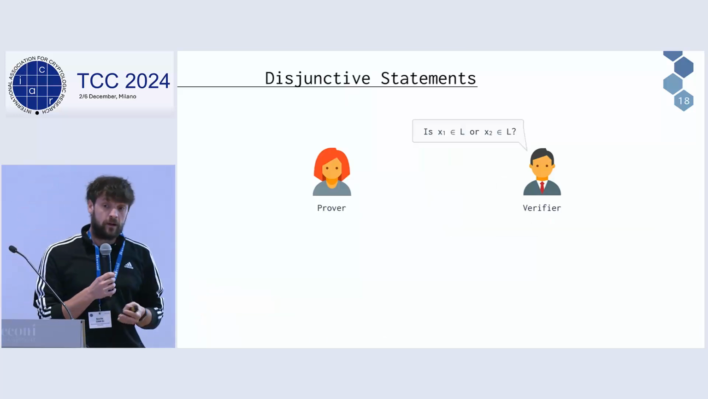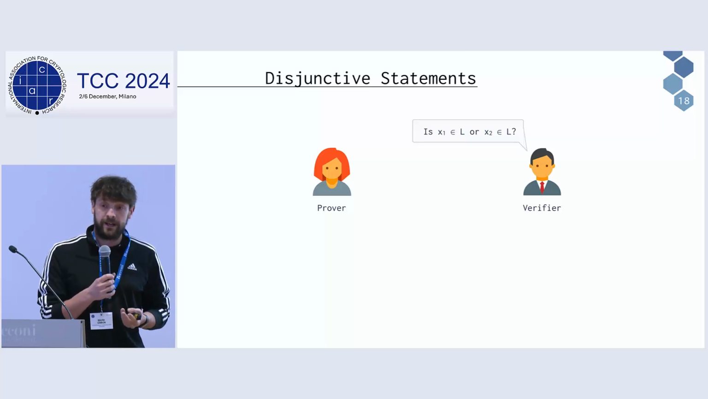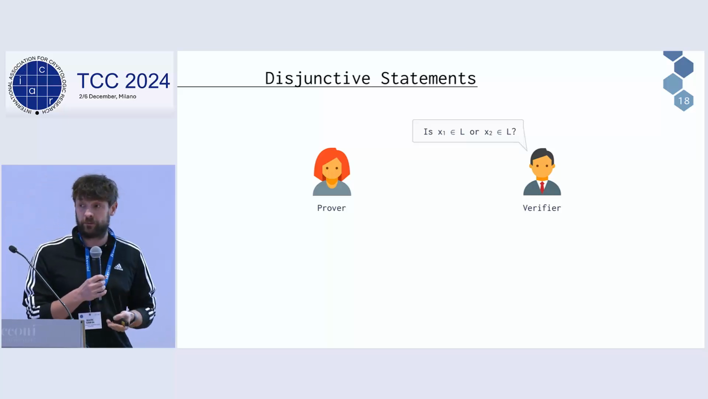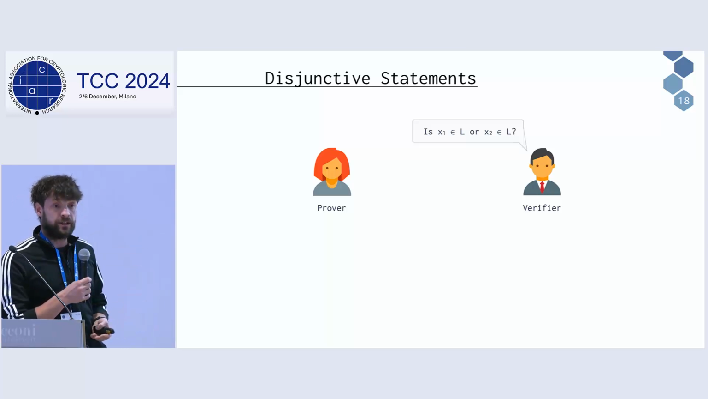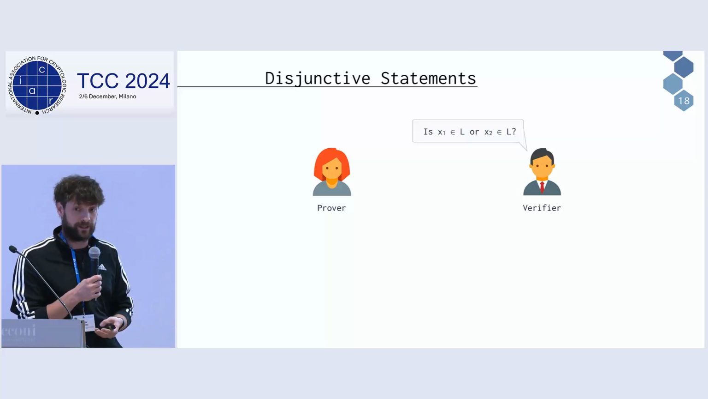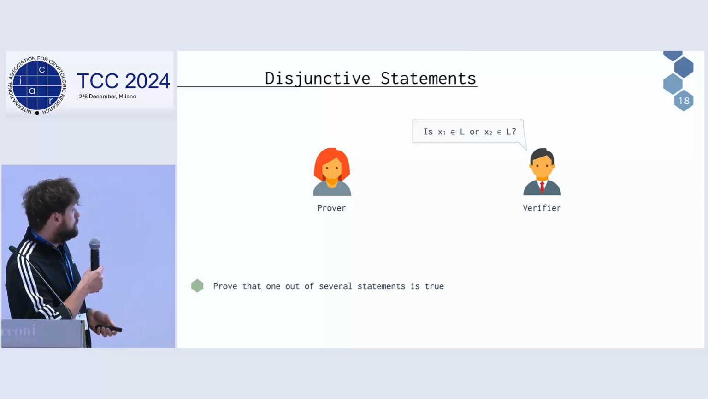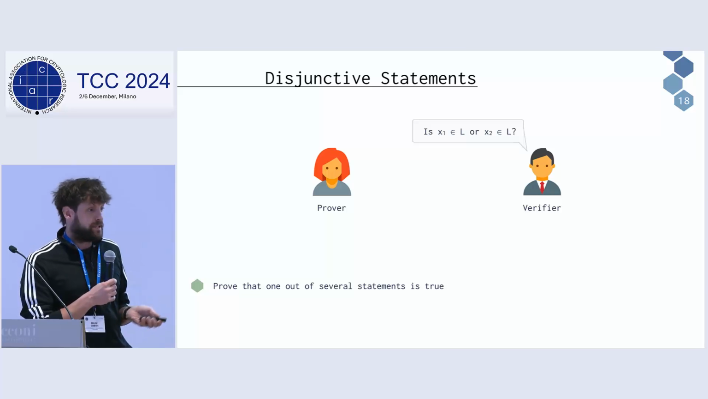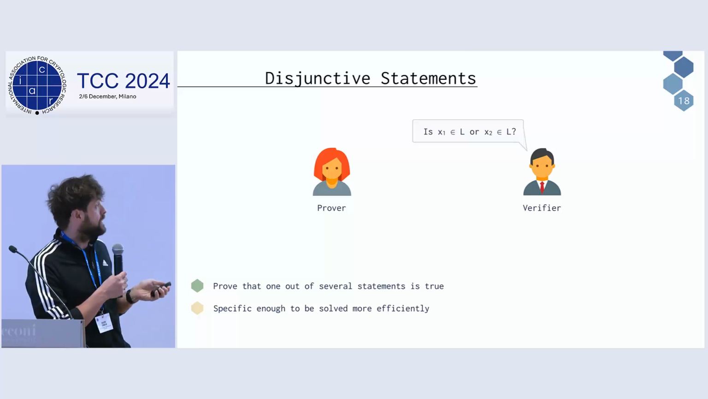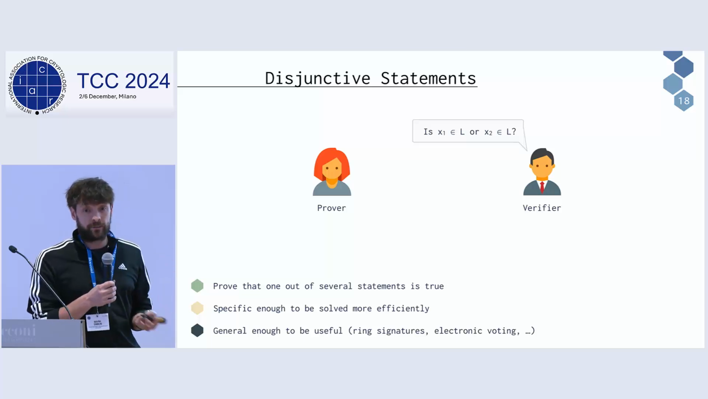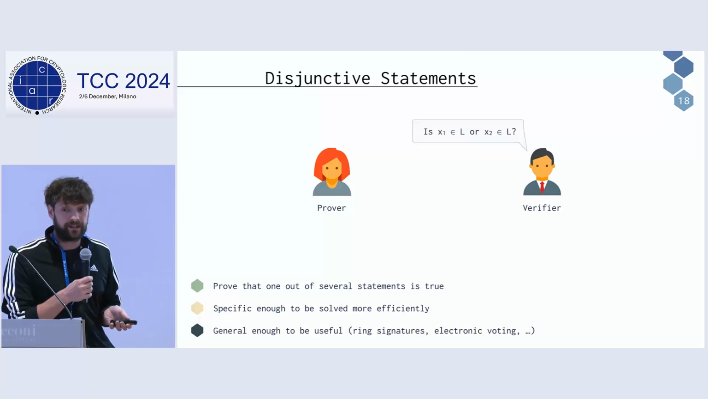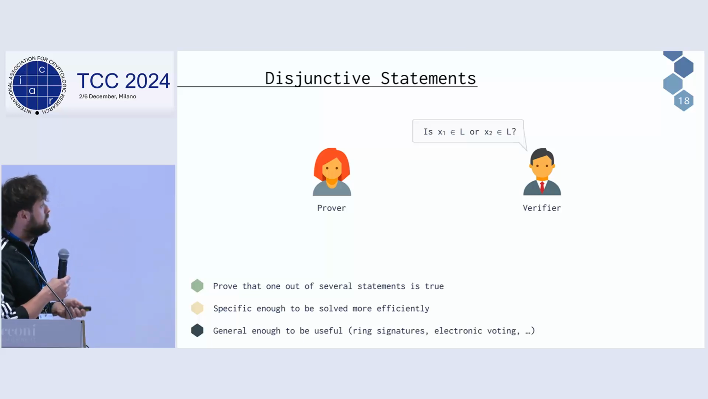Okay, so what languages do I maybe want to prove statements about? There are many possibilities, but one that is expressive, and at the same time specific enough to maybe provide efficient proof systems, is disjunctive statements. Here I have statements x1 and x2, and what I want to show is that either x1 is in the language or x2 is in the language. For simplicity, it's the same language. This can obviously be generalized to have multiple statements. And it turns out that this is specific enough to solve much more efficiently than using a generic proof system often, but still general enough for applications like ring signatures, which are used in blockchains like Monero, or electronic voting, where I maybe want to prove that I voted for one out of several valid candidates. So these are the statements that we focus on here.